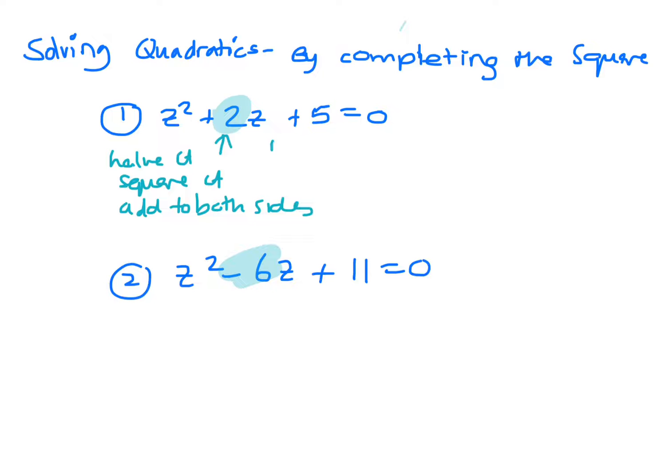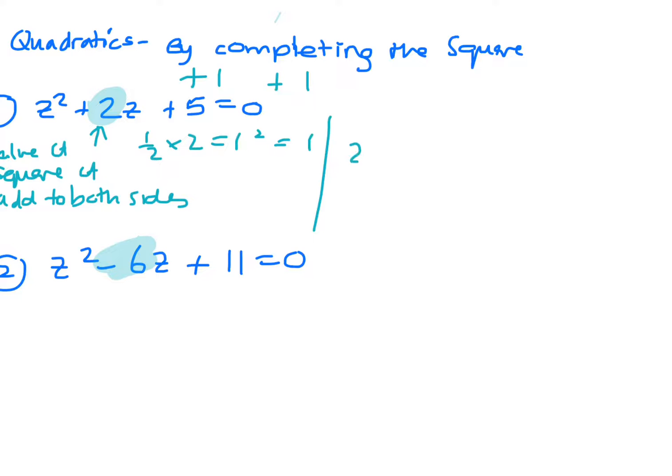So if I halve the 2, I get 1. Square it, I get 1. And then you need to add it to both sides. So you go plus 1, plus 1. So when I add it to both sides, this is my equation now. So I've got z squared plus 2z plus 1. Okay, and then I have plus 5 equals 1.